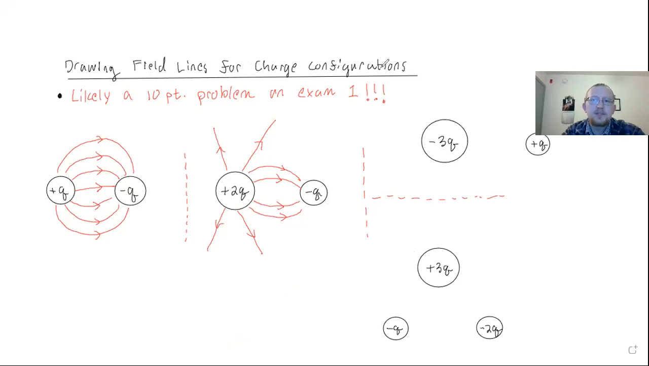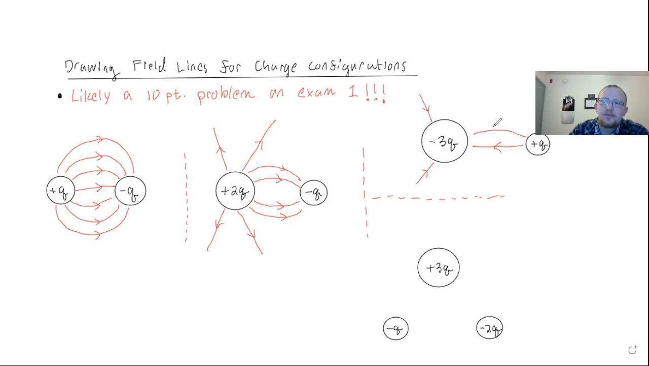All right. So for the next configuration, up here in the upper right region, I have a larger negative charge than I do positive charge. So I have minus 3Q and then a plus Q. So what that means is that for every one field line that leaves plus Q, 3 must terminate at minus 3Q. And so this is one possible configuration respecting the ratio of 1 to 3.